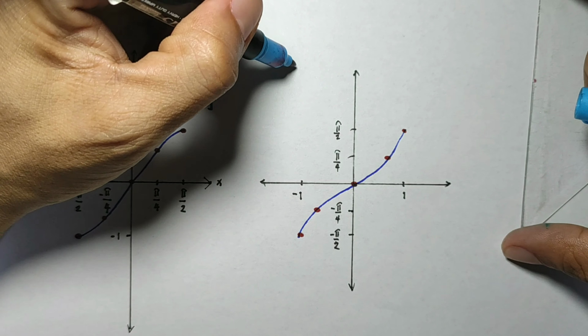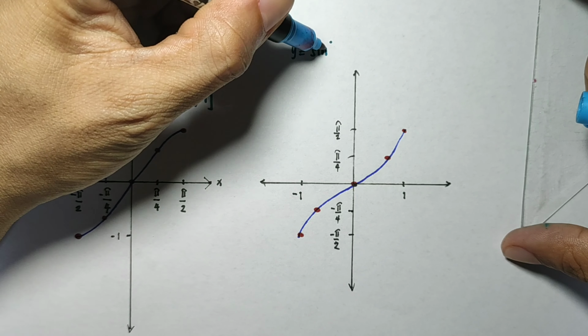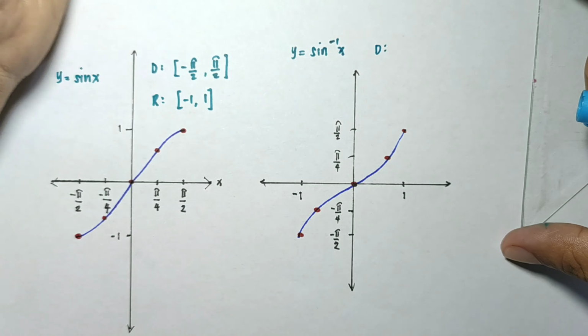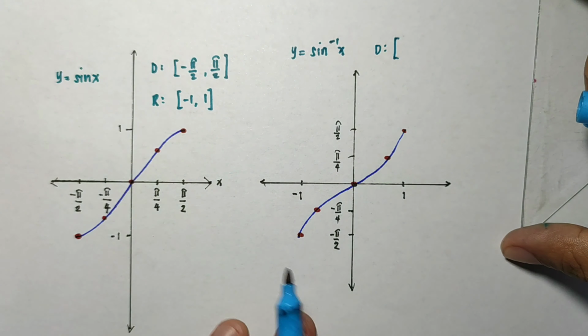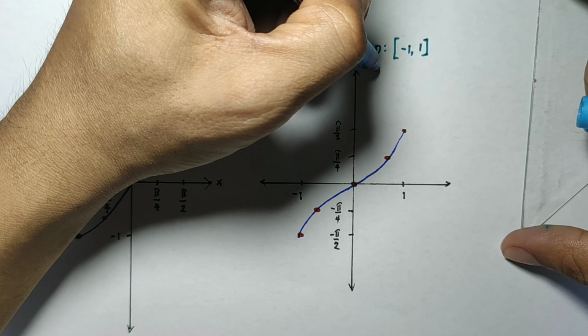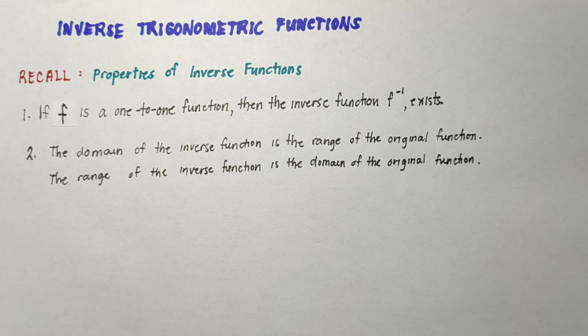Okay, so connecting these points using a smooth curve, this is now our graph. So this is the graph of the function y equals inverse of sine x, where the domain is from negative 1 until positive 1, and the range is from negative pi over 2 until pi over 2. That is the number 2 property. So let us go to the third property.